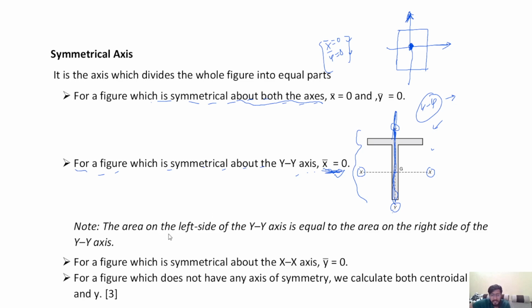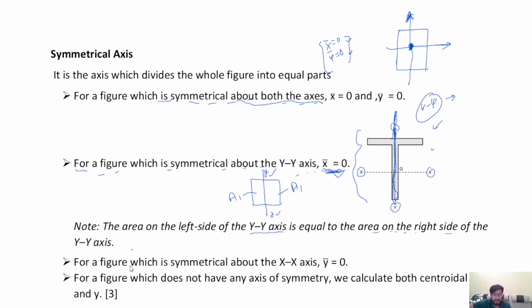Note, the area on the left side of the symmetrical y axis is equal to the area on the right side of the y axis. Means if this is the symmetrical axis, then it divides the whole figure into two equal parts. That means this is the area of the right side part, that is A1, and this is the area of the left side, that is also A1. So these areas are equal if the y axis is a symmetrical axis.